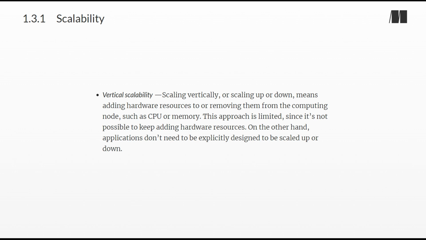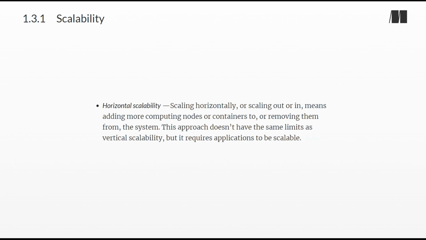This approach is limited, since it's not possible to keep adding hardware resources. On the other hand, applications don't need to be explicitly designed to be scaled up or down. Horizontal scalability. Scaling horizontally or scaling out or in means adding more computing nodes or containers to or removing them from the system. This approach doesn't have the same limits as vertical scalability, but it requires applications to be scalable.